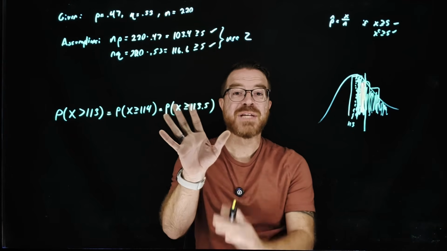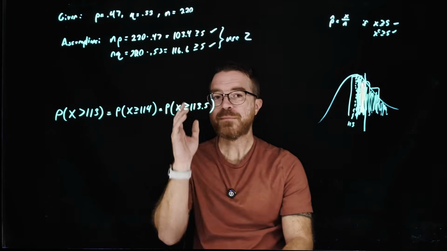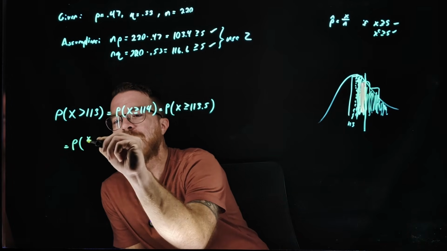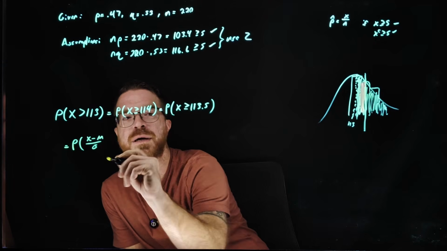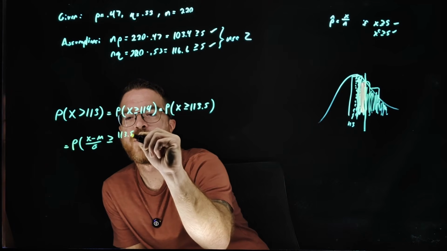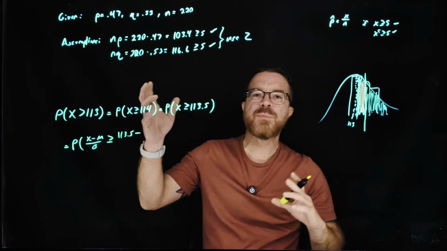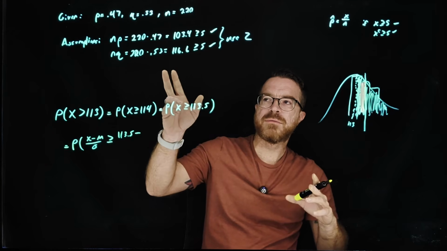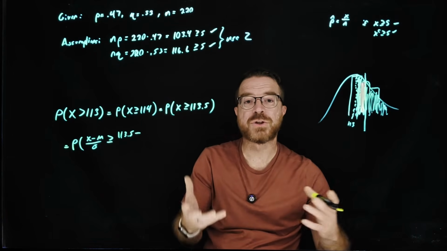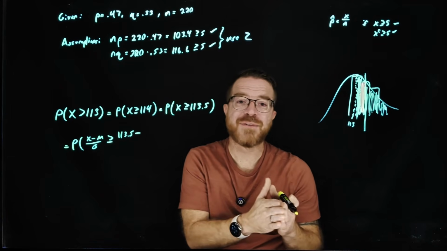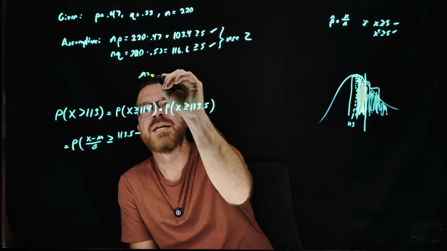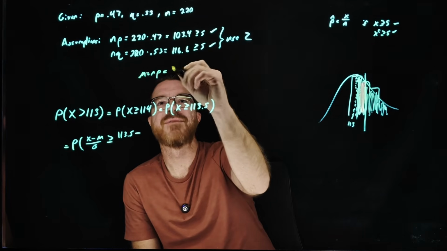Okay, so now we actually have our probability we're solving. Let's do our z transformation. So this is going to be equal to the probability of x minus mu over sigma. Inequality stays the same. My x value is 113.5. But you'll notice when we had our problem set up, we were not given a mean mu or a standard deviation sigma. So we're actually going to have to solve those. So we're going to use the fact that the expected value of a binomial distribution, which is the mean, is going to be equal to np, which we actually already solved. We have that it's 103.4.